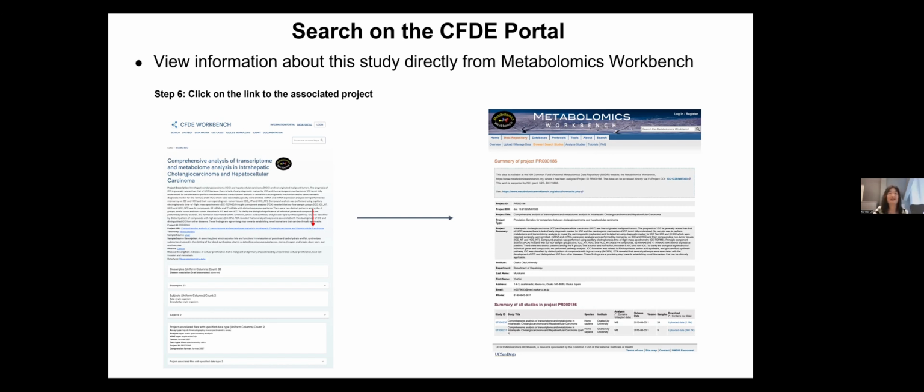Yeah. And then, okay, that's great. So the next question is from Dr. Krishnan. Is it also possible to link non-coding RNAs, such as microRNAs, to metabolomics data using the Metabolomics Workbench?